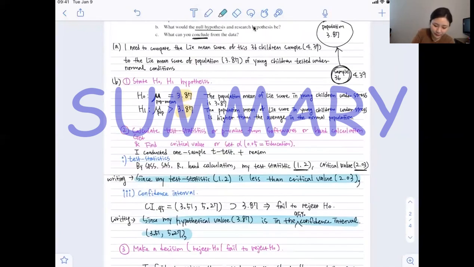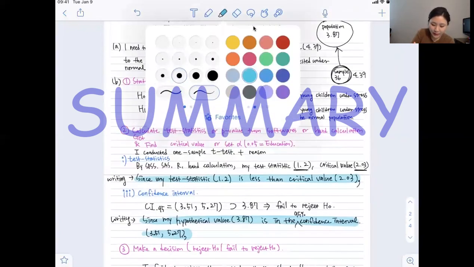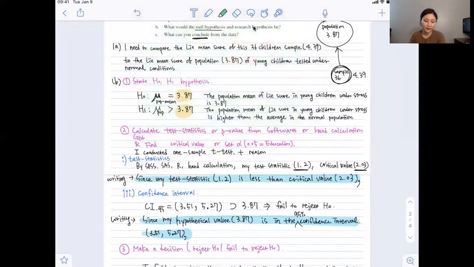To sum up, I'm going to just highlight what I will write in the homework. So first, I need to state the null and alternative hypothesis. I will definitely write these two lines with statistical notation and in words, both of them. And I definitely write what kind of test I'm going to do. So I would conduct a one sample t-test with reason, and I will write a test statistic and its critical value, and I would also attach the confidence interval.